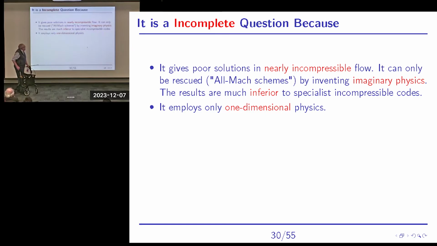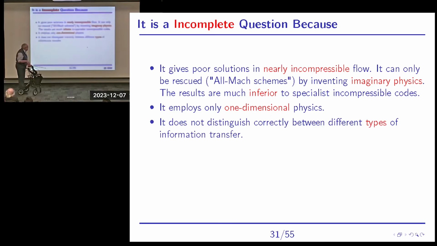And it can be rescued. People have so-called all-Mach schemes, which introduce imaginary physics to get around the difficulties. And these are much inferior to specialized incompressible flow codes, which give orders of magnitude better answers. It's a bit puzzling to know why that should be so, because it's just a special case. Also, it employs only one-dimensional physics, and one-dimensional physics is not representative of low-speed flow. And it also does not distinguish correctly between different types of information transfer.